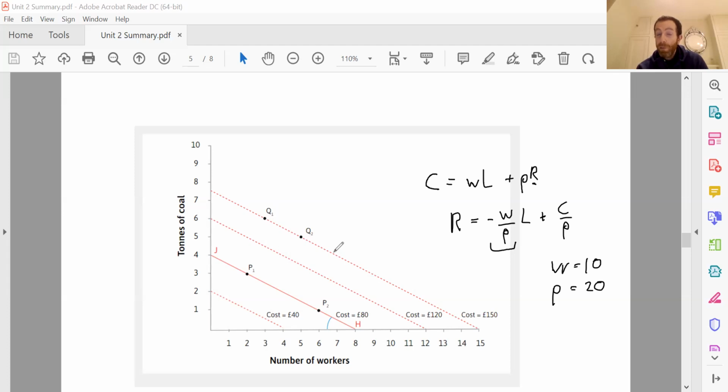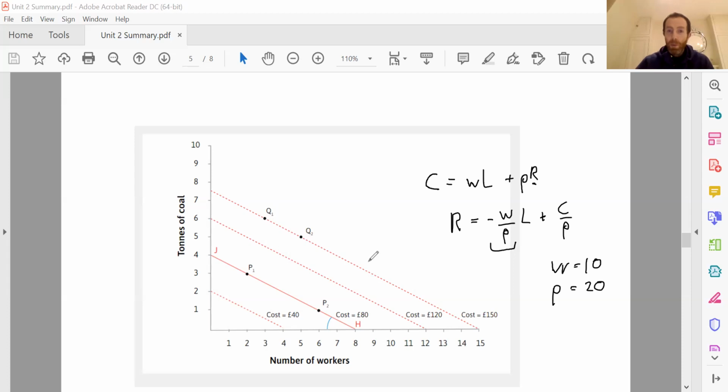But notice one very important thing. They all have the same slope, right? And why is that? Because the slope of every line is determined by W, the wage, over P, the price, right? The price of labor relative to the price of coal. So all of these lines have to have the same slope, okay?